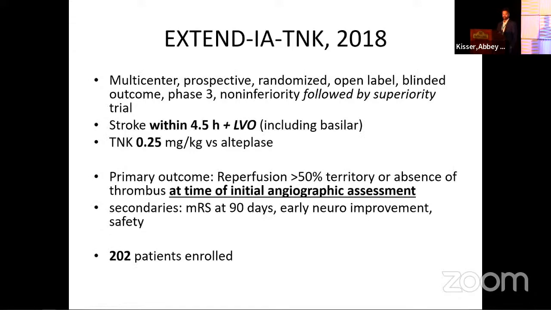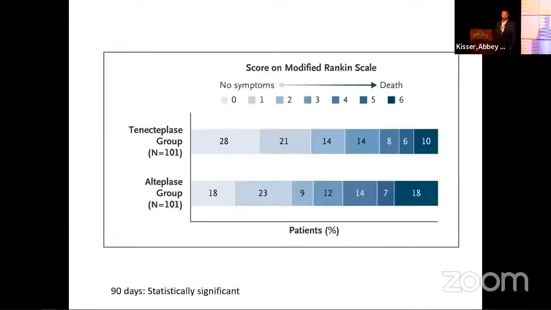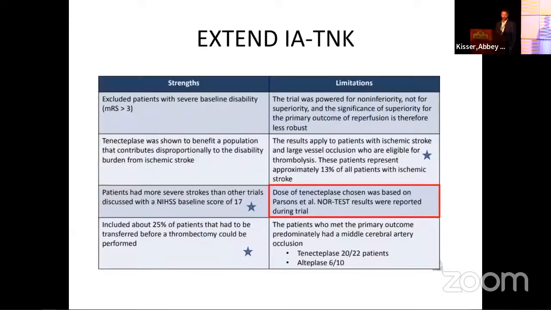Extend IA was an interesting trial because it's a trial that actually looked at TNK in large vessel occlusion. And it did find that when you give 0.25 milligram per kg of TNK versus tPA, actually more patients with LVO have recanalization, meaning that TNK may be better at opening up the large vessel occlusion compared to tPA. And basically these are the results of Extend IA.